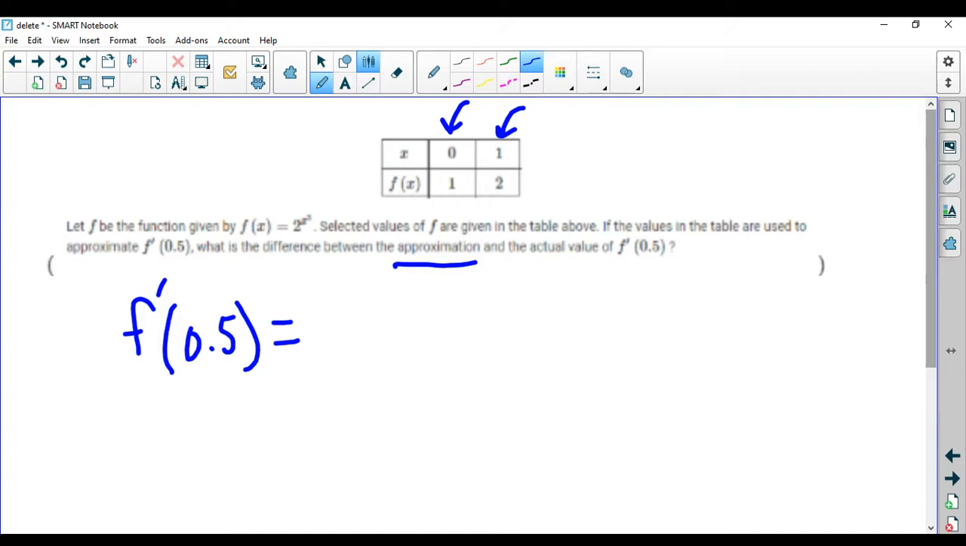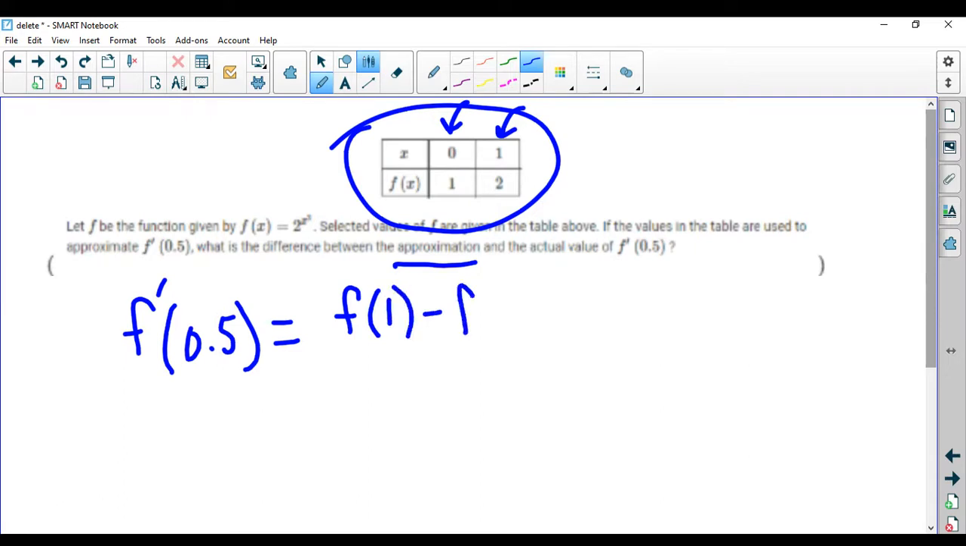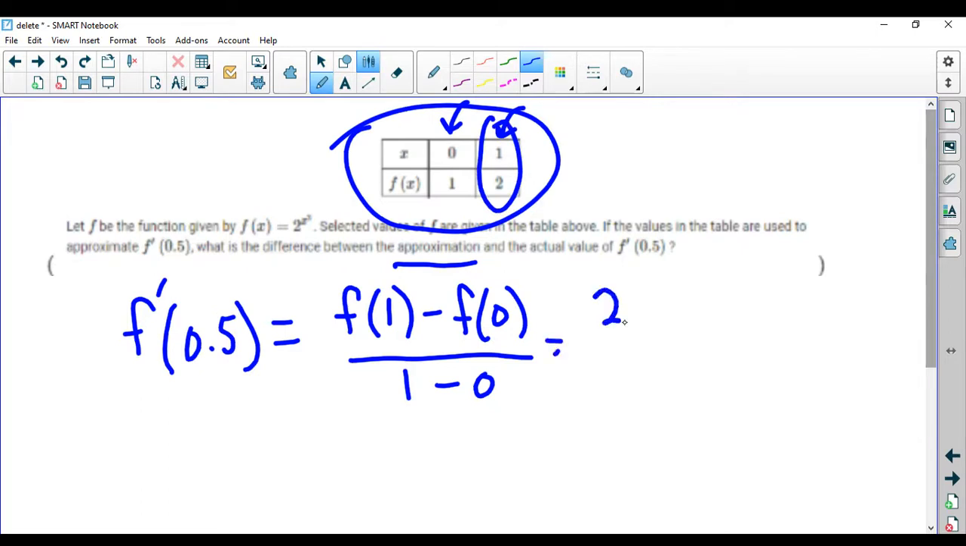So we just use our regular slope equation. Slope between x equals 1 and x equals 0 would be f of 1, y2, minus f of 0, y1, over x2 minus x1. According to the chart, f of 1 is 2. Also, according to the chart, f of 0 is 1. So this derivative, and I should write, is approximated here by this slope, which is 1.